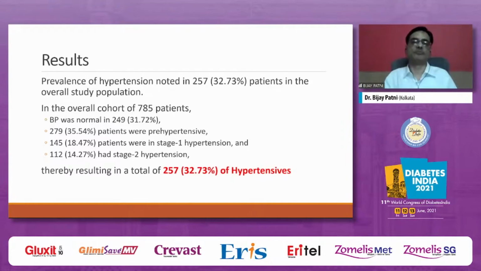And what we saw was that the prevalence of hypertension was noted in about 32.73% of patients in the overall study population. This was just an urban population, so we cannot conclude the overall prevalence of the whole society. In the overall cohort of 785 patients, the BP was normal in about 31%. About 35% of patients were pre-hypertensive. About 18% were stage 1 hypertension, and stage 2 hypertension about 14.27%. Thereby, we had 32.73% hypertensive population in this study.